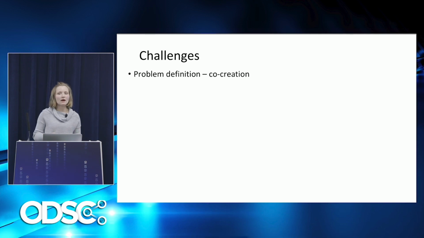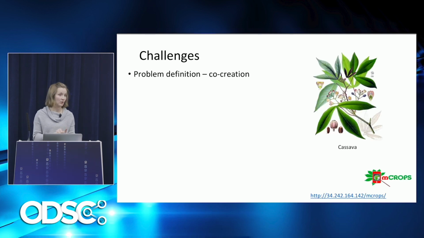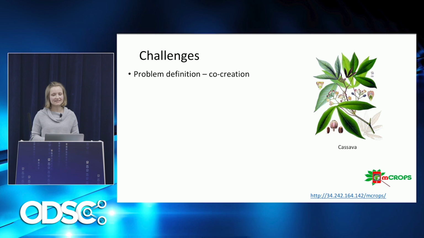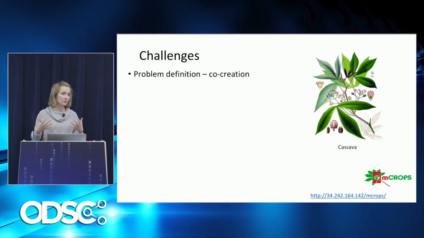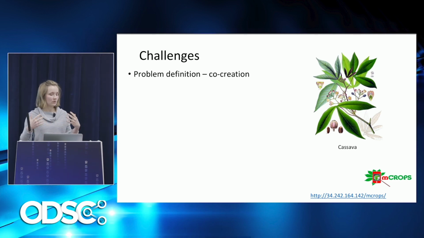Just as an example of how challenging the problem definition can be, I would like to present a project done by the company mCrops. They're based in Uganda, and a bunch of data scientists wanted to do something good, so they went to the agricultural policymakers and said, we would like to help. They focused on cassava. It's a major crop in Uganda.